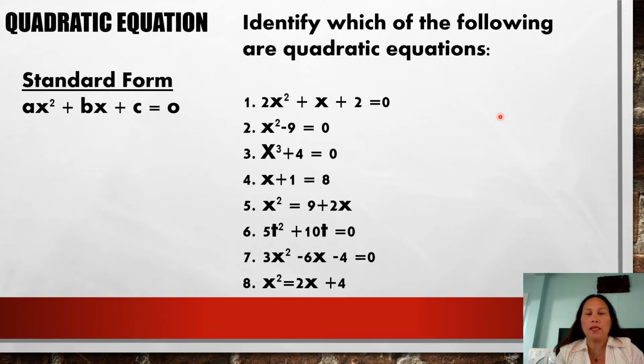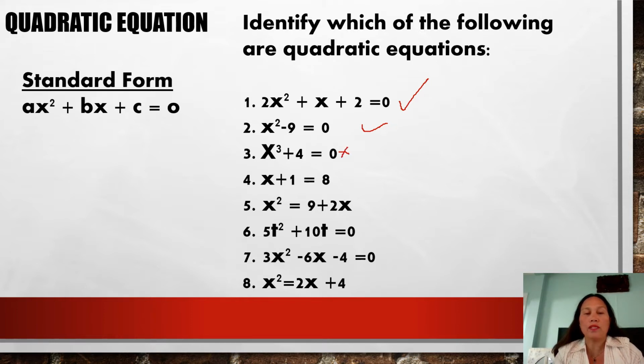Now, I have here equations. You are going to identify which of the following are quadratic. Take note, this is the standard form. Now, check number 1. Ask yourself if the highest exponent is 2. First one, are they in one variable? Okay, so exponent is 2. This is quadratic. This one, x squared minus 9. Yes, this is quadratic. Number 3, x cubed. Okay, the exponent now of x is 3. This is not quadratic.